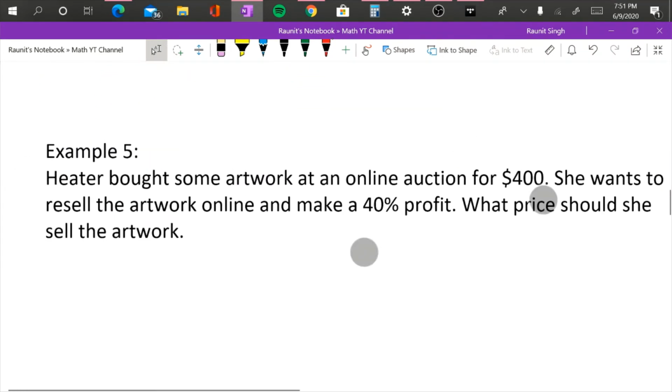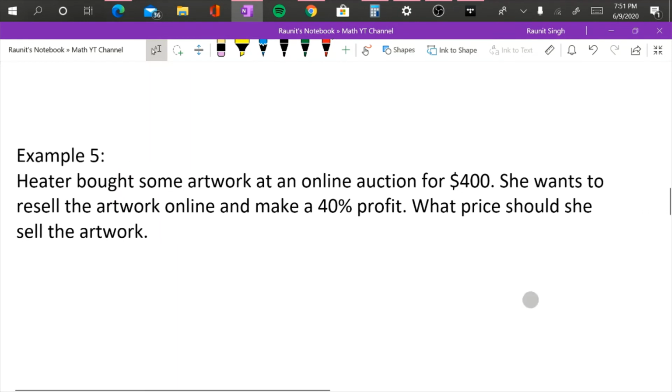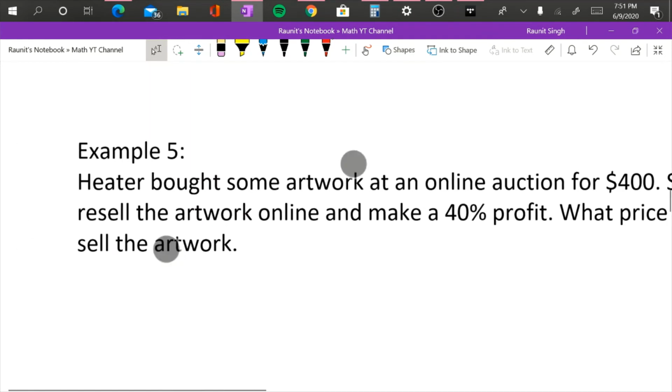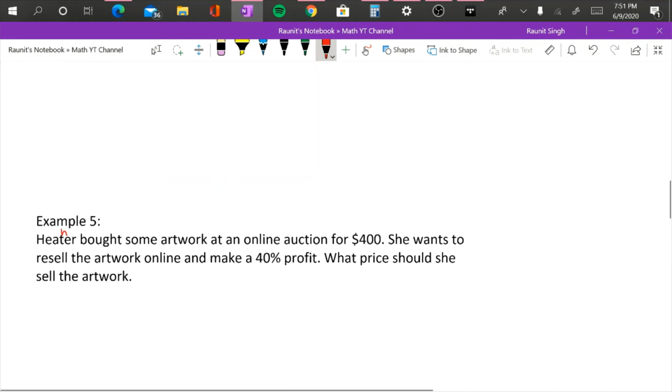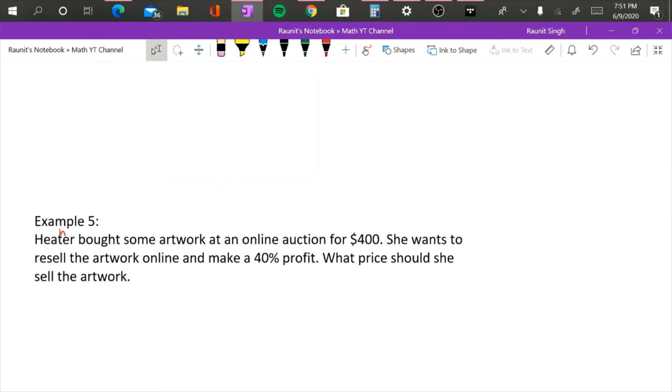So, example 5. Heather... Oh, I think I forgot to put an H there. Looks like heater, but it's supposed to be Heather. Bought some artwork at an online auction for $400. She wants to resell the artwork online and make a 40% profit. What should she sell the artwork for?